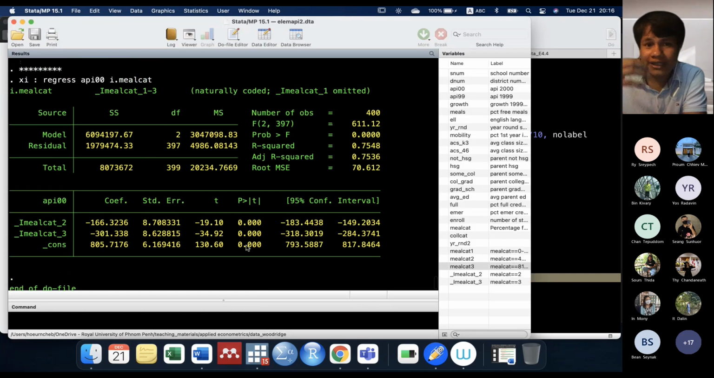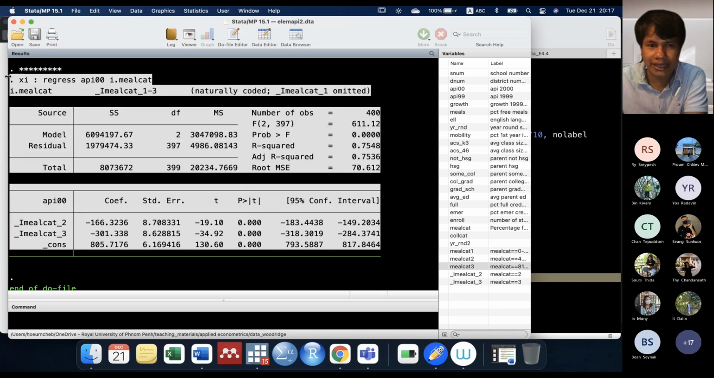guys, with this type of xi command, Stata will decide a base category for you. And normally it omits the first category. It omits the first category. Have you obtained the same result as mine?